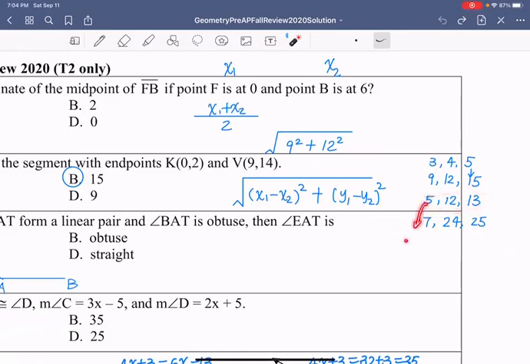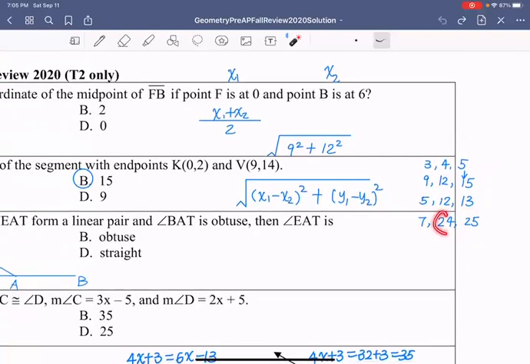5 squared is 25, 12 squared is 144, and this is 169, correct? And another one, 7, 24, 25. These are important numbers you want to memorize, okay?